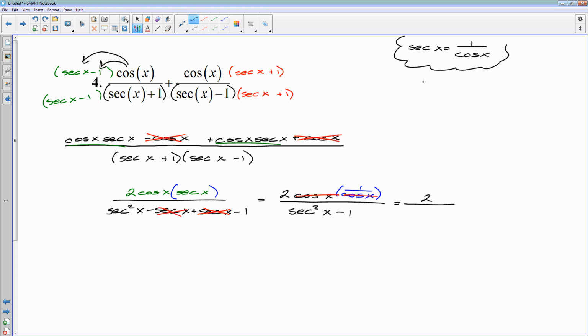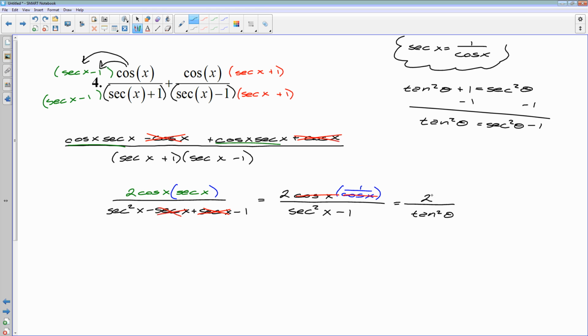And then secant squared minus 1, there's another identity that says tangent squared of an angle plus 1 is equal to secant squared. If I move that 1 over, you get tangent squared is equal to secant squared minus 1. So secant squared minus 1 is equal to tangent squared. Whew! And we're almost done. Actually, you know what? As far as I'm concerned, this is about as clean as it's going to get.